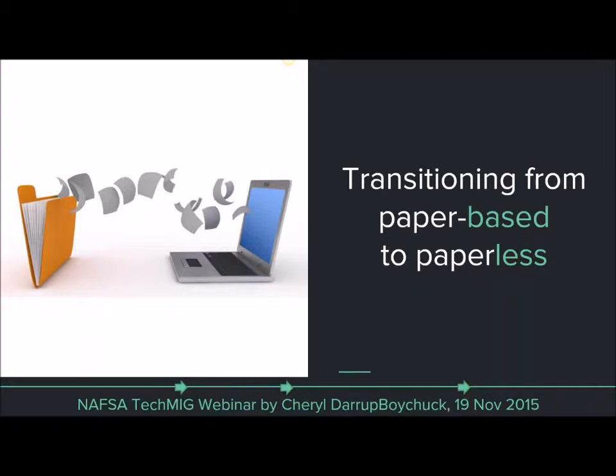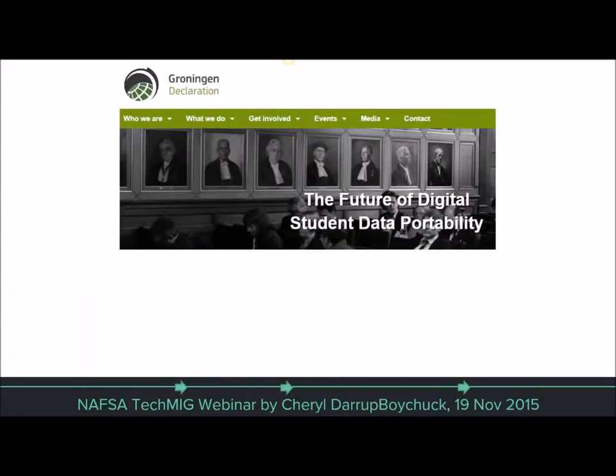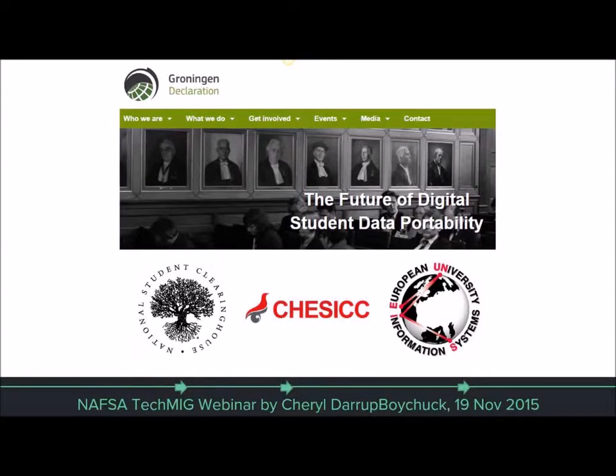The one organization that is absolutely dedicated to defining the future of digital student data portability is the Groningen Declaration. So it's really a fascinating global initiative that I learned about at the annual NAFSA conference in Boston this past year. So not surprisingly, Groningen is focusing first on the digitization of academic credentials so citizens worldwide can consult and share their authentic educational data with whomever they want, whenever they want, wherever.